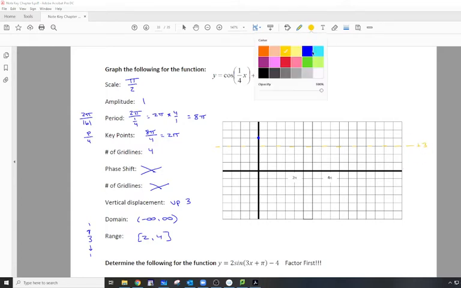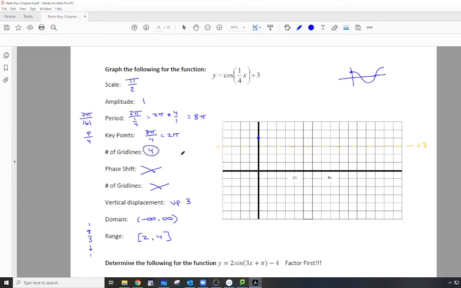So now from here, I'm going to do my next key point. If you're thinking about a cosine curve, cosine starts at the top, goes to the midline, and then down and back up. So I've done my top point. I need to figure out my midline. So in 4 grid lines, because every key point is going to happen in 4 grid lines, 1, 2, 3, 4, back down to the midline. In another 4 grid lines, 1, 2, 3, 4, down to below the midline. 1, 2, 3, 4, back up to the midline, and 1, 2, 3, 4, back up.